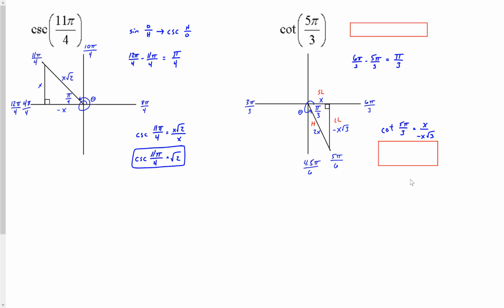So evaluating cotangent, I know tangent is opposite over adjacent, which means cotangent, the reciprocal, is adjacent over opposite. So that gives me x over negative x square root of 3. Reduce out the x's and rationalize, and you get negative square root of 3 over 3.